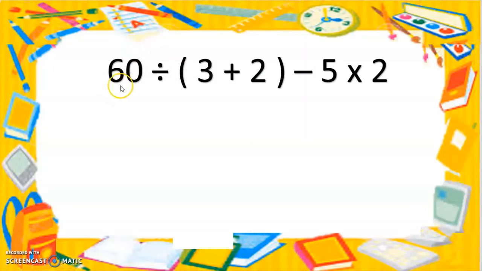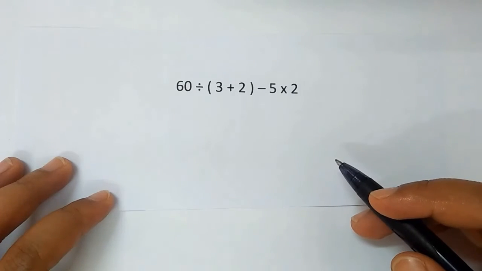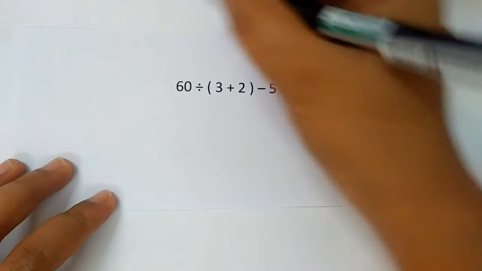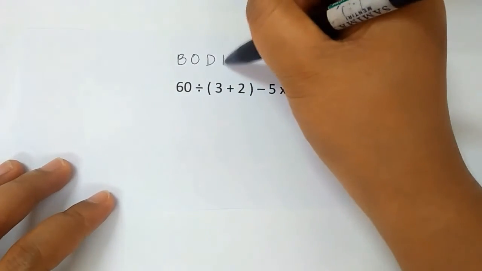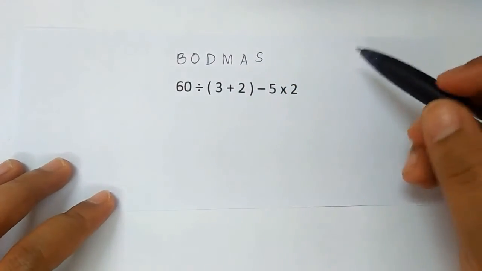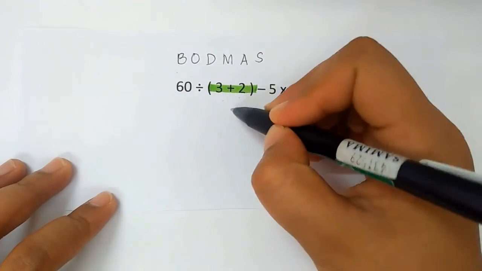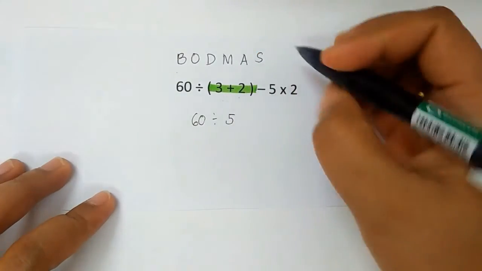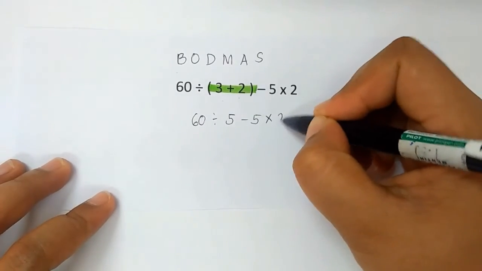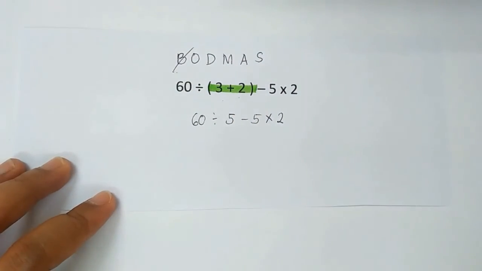Let's answer this. 60 divided by, inside the bracket, 3 plus 2, minus 5 times 2. To answer this number sentence, we need to follow the very good BODMAS. Okay, B for bracket. Do we have a bracket? Yes, and inside we have 3 plus 2. It means we're going to add first inside the bracket. So 3 plus 2 is 5. Then just copy the other numbers.